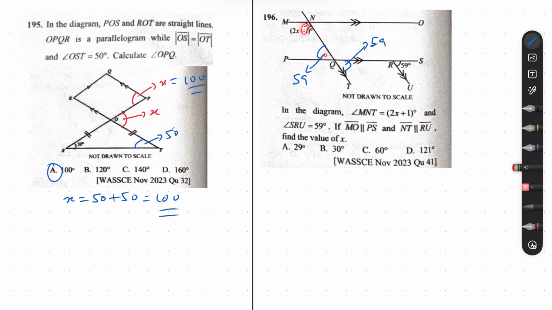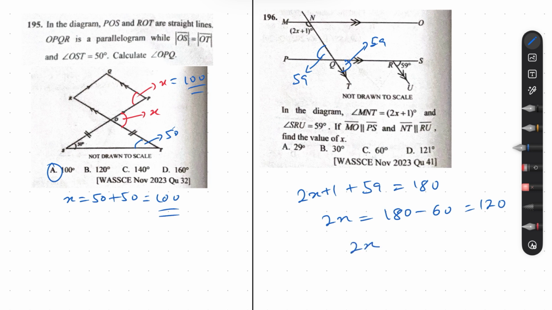Now, since we know this angle, then we can easily find X, because this angle and this angle are co-interior angles, and we know that co-interior angles add up to 180. So 2x plus 1 plus 59 should give us 180. So 2x should give us 180 minus 60, which is 120. So we have 2x equals 120. Let's divide both sides by 2. We have our x equal to 60. So the value of x is 60, which is C.